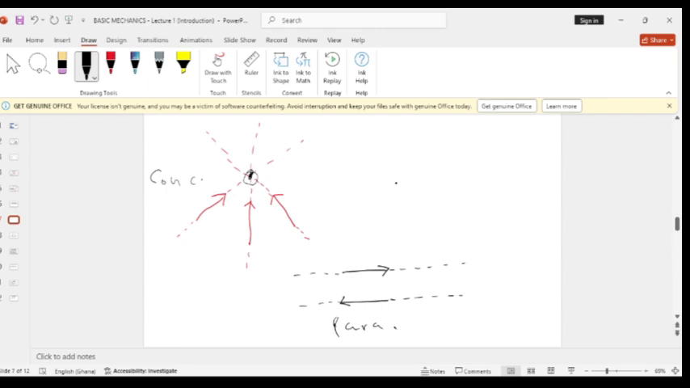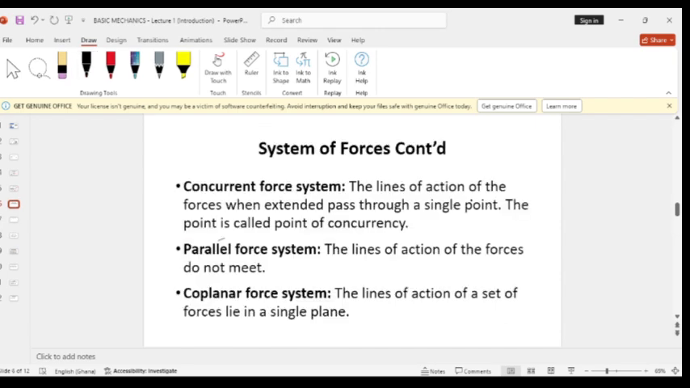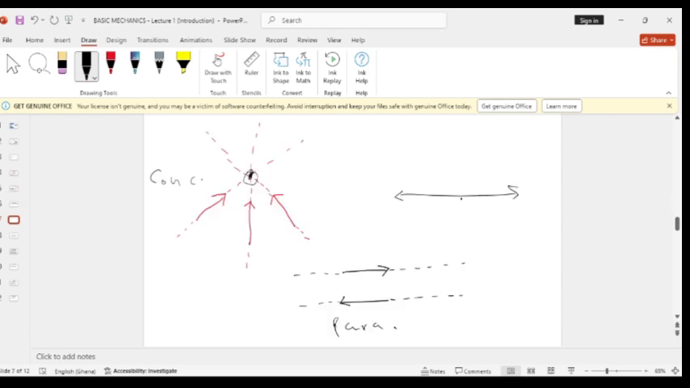Let me use the Cartesian plane. We know for the Cartesian plane, we have the y-axis and the x-axis. But for the purpose of this illustration, let me use just the horizontal axis here. Then we are saying coplanar forces all act in a single plane, or the lines of action of a set of forces lie in a single plane. So this is the plane. Let me make it even better.